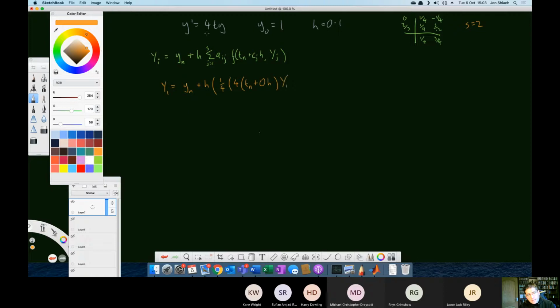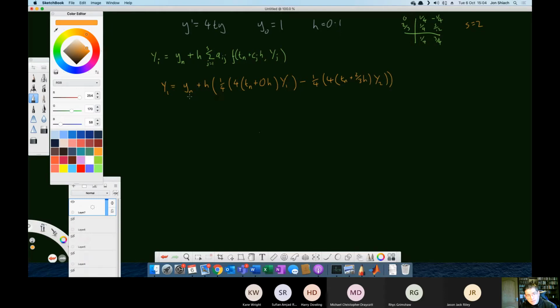You notice our ODE function was 4 times t times y, so that's your 4, that's your t, and there's your y. That's for the first one. For a12 we have minus 1/4, multiplied by 4, and this time it's t_n plus c2 h. So that's t_n plus 2/3 h, and that's multiplied by Y2.